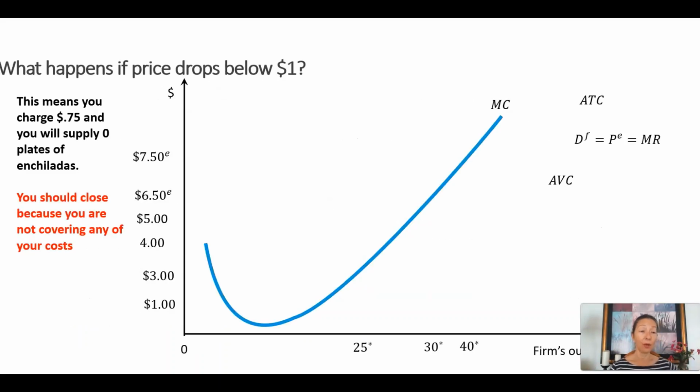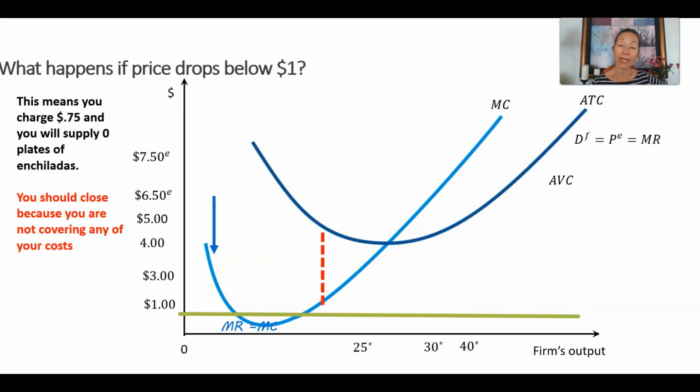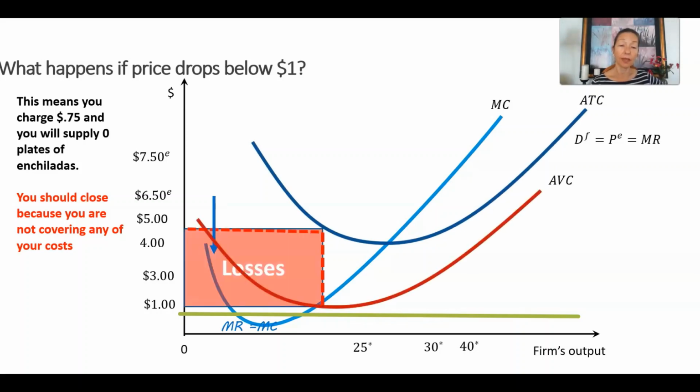Okay, now, what happens if the price drops below $1? Well, that is an easy choice, because if the price drops below $1, you will not be covering any of your costs. And if you're not covering any of your costs, then you should shut down. So anytime the price is less than the average variable cost, it's a shutdown. And the amount of your loss will be the amount of your fixed costs.